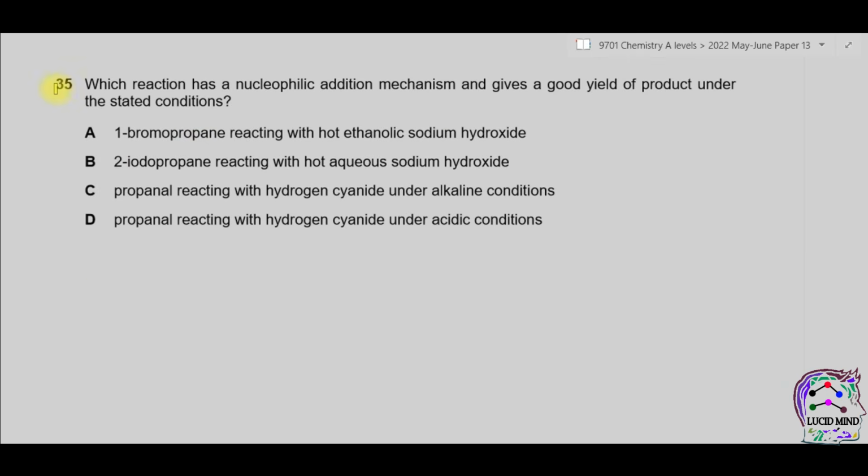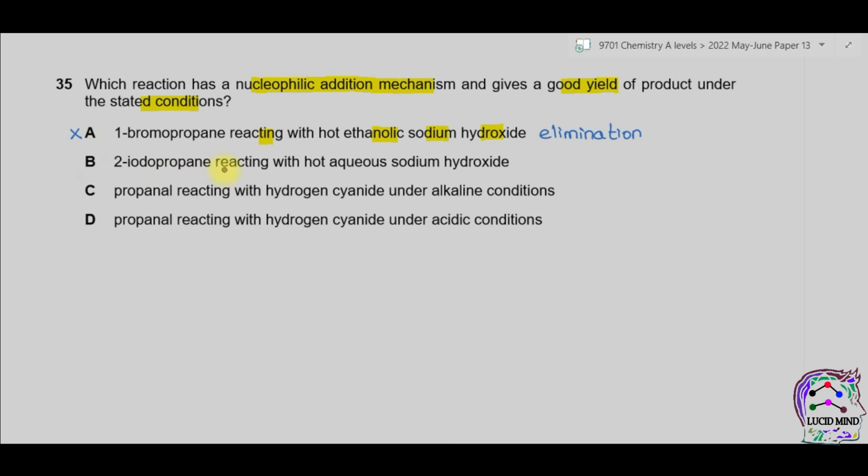Question number 35. Which reaction has a nucleophilic addition mechanism and gives a good yield of product under the standard conditions? A. 1-bromopropane reacting with hot ethanolic sodium hydroxide. Let's see whether this is nucleophilic addition or something else. Now if we have a halogenoalkane and ethanolic sodium hydroxide, what will happen? It will cause an elimination reaction and an alkene is formed. So this is not nucleophilic addition, it is wrong.